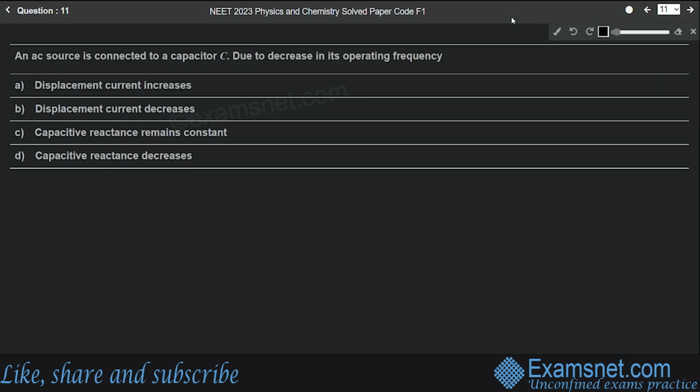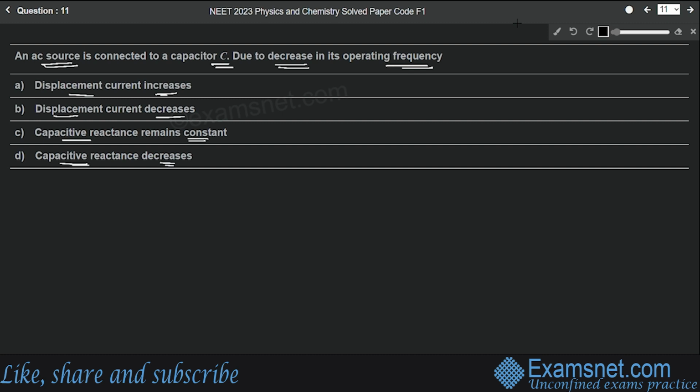Question number 11 is from the chapter Alternating Current, and the question is, an AC source is connected to a capacitor. Due to decrease in its operating frequency, option A, displacement current increases, option B, displacement current decreases, option C, capacitive reactance remains constant, and option D, capacitive reactance decreases.